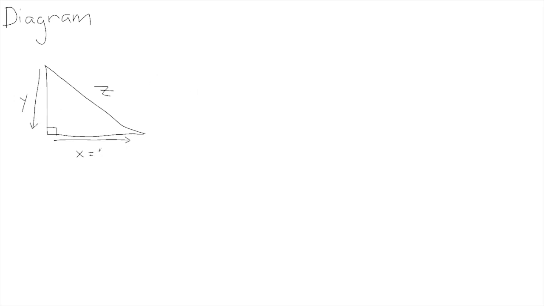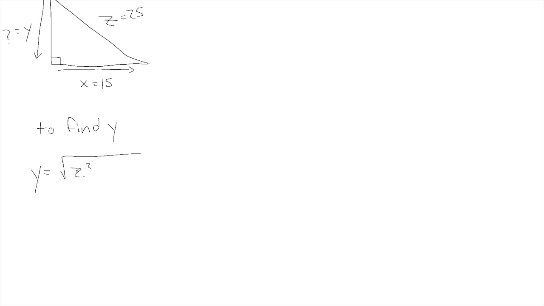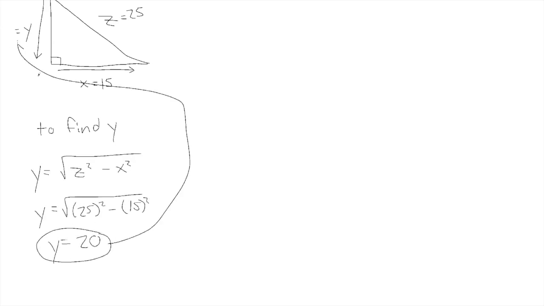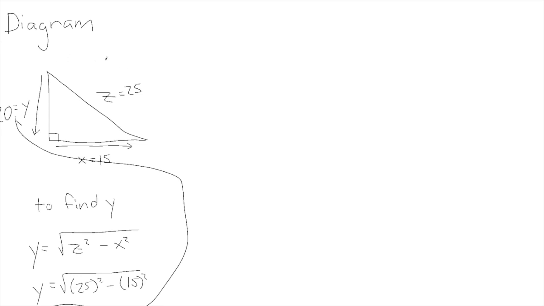For our first step in DREADS, we will draw a diagram with our variables labeled. In the problem, it's given that x is 15 feet and that z is 25 feet. The value for y is not given in the problem, so we will be able to use the Pythagorean theorem to find this value. So the value for y ends up being 20 feet.